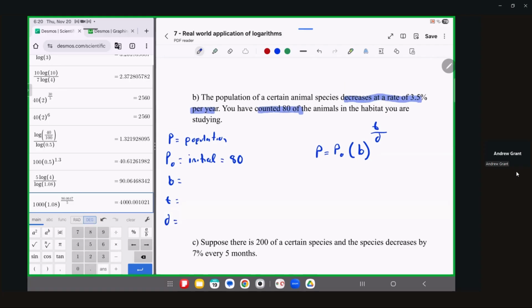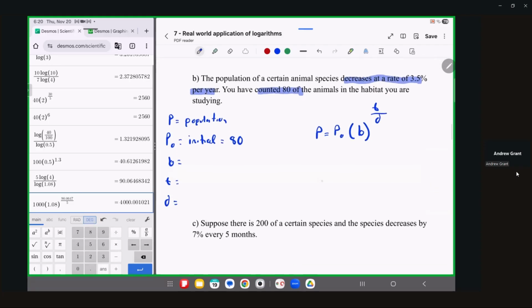So for percents, if you have a base that's equal to a percent increase or decrease, we write it as 1 plus or minus the percent as a decimal. That's how we handle a percent increase or decrease. So we're decreasing at 3.5%.